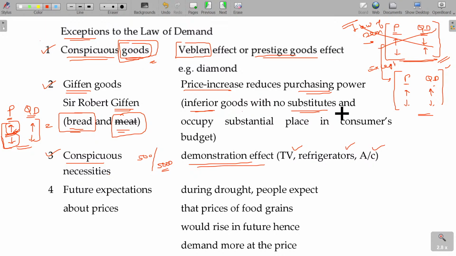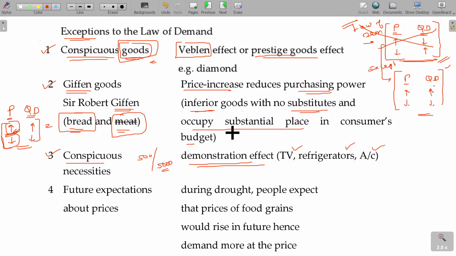Okay, and they occupy a substantial place in the consumer budget. Only the inferior goods. If the price of the inferior good decreases, they have the purchasing power. They will go for the superior commodity like meat. So while applying the law of demand for inferior goods, of course, this law of demand will not work. This is the Giffen effect.